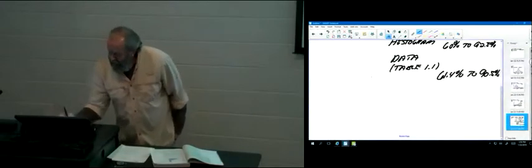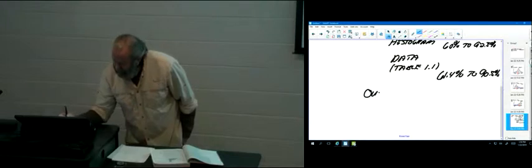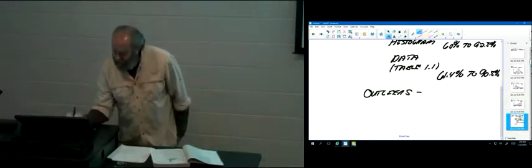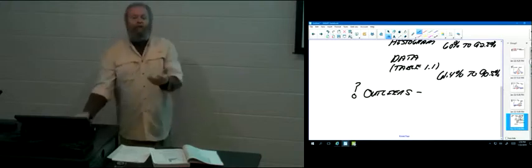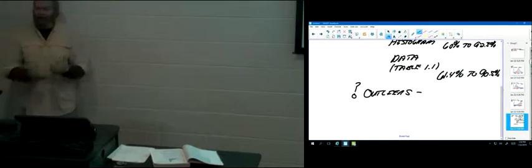And my fourth thing here is, I'm going to put a question mark there, right? Are there outliers? Are there any observations here that seem extreme one way or the other?